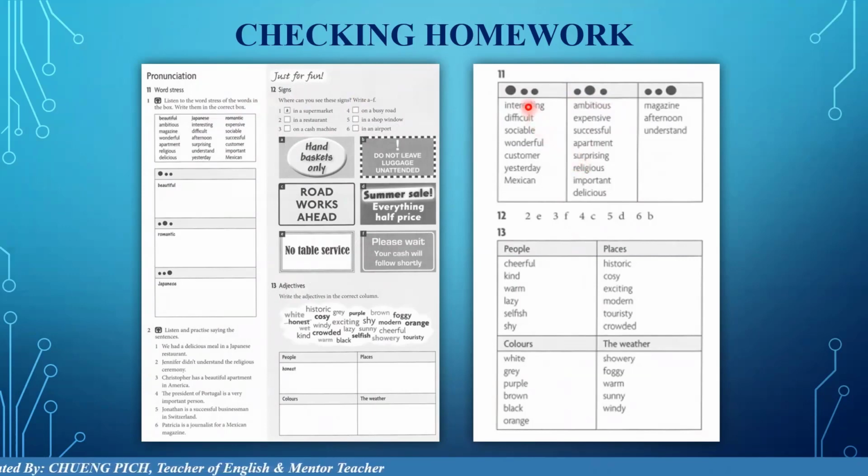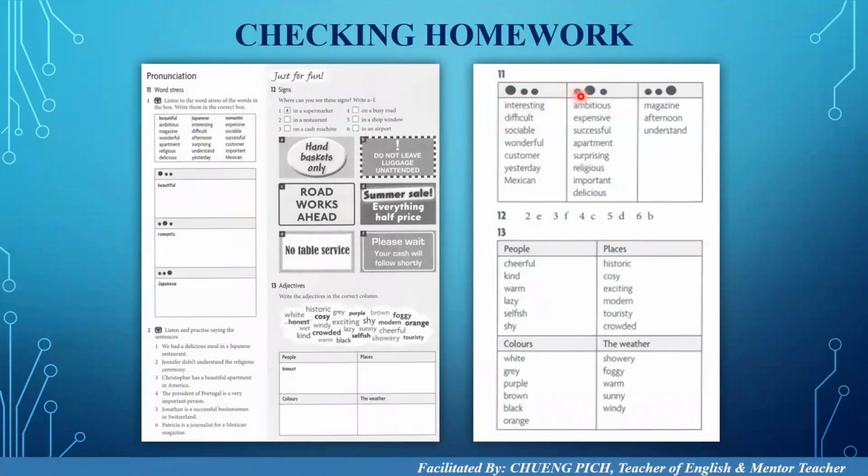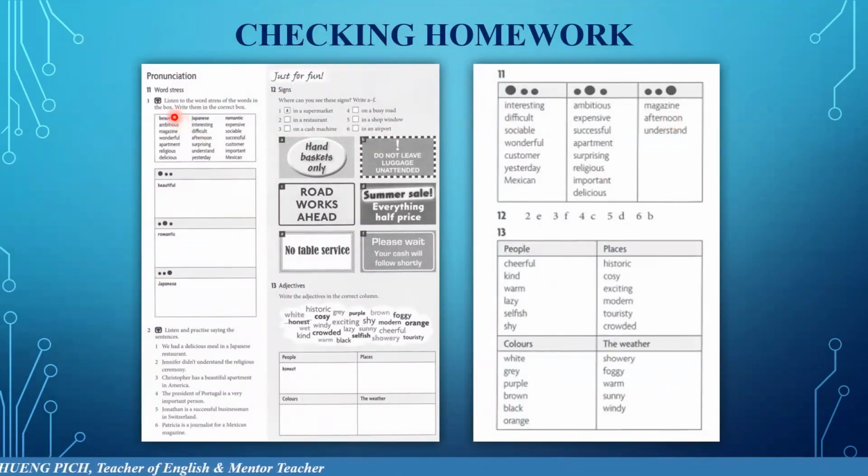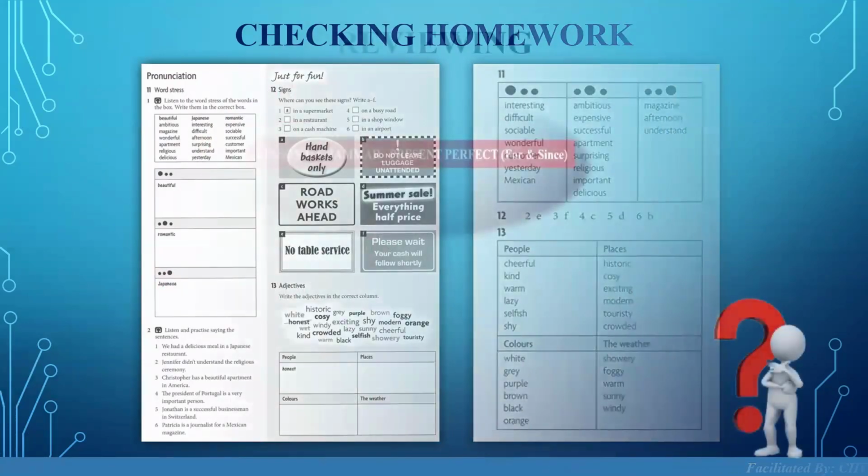The first column is stressed on the first syllable, the second column is stressed on the middle syllable, and the last, third column is stressed on the last syllable of the word. Here they want you to listen to the word stress of the words in the box and write them in the correct column. So we just changed it into this kind of column.